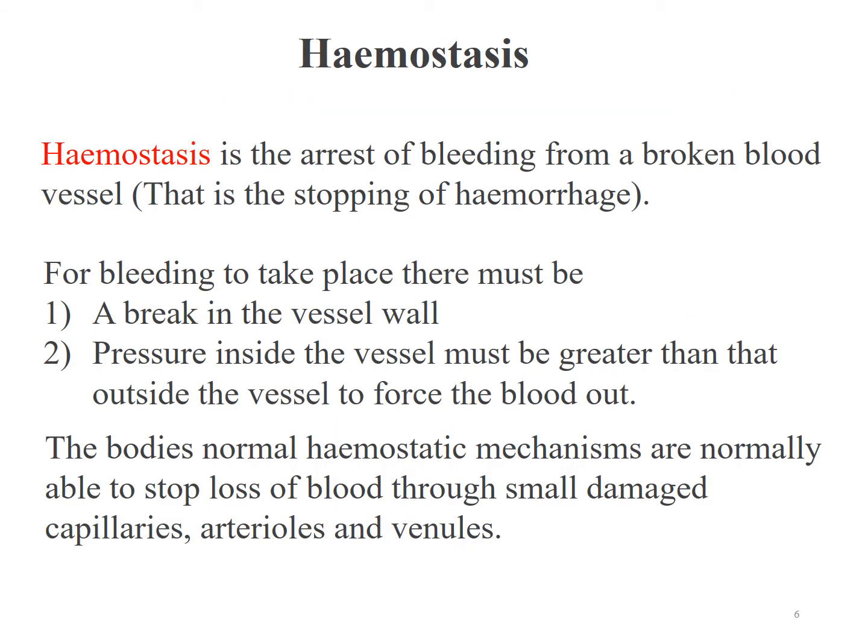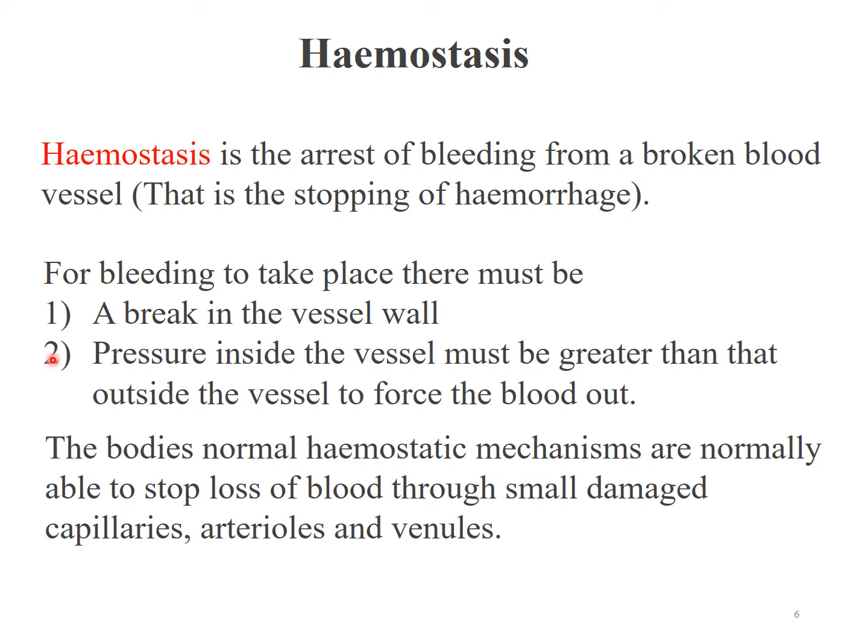Okay, hemostasis is defined as the arrest of bleeding from a broken blood vessel. In other words, it is the stopping of a hemorrhage. But for bleeding to happen in the first place, two conditions must be met. Number one, of course, you will need a break or a cut in your blood vessel. Number two, the pressure inside the vessel must be larger than that from the outside, so that blood will be forced out from the vessel. This point number two actually forms the basis of first aid with bleeding, because we have to apply pressure from the outside to stop bleeding.